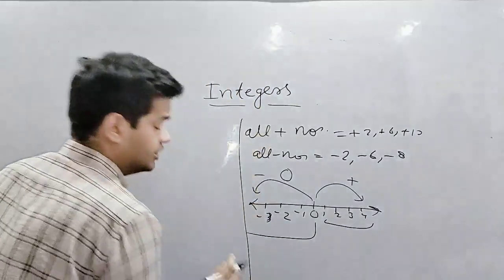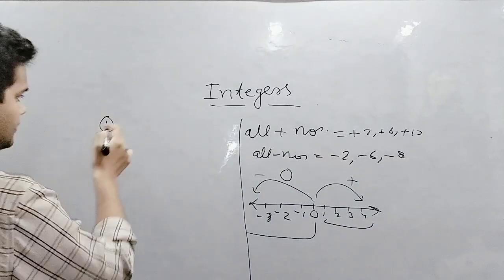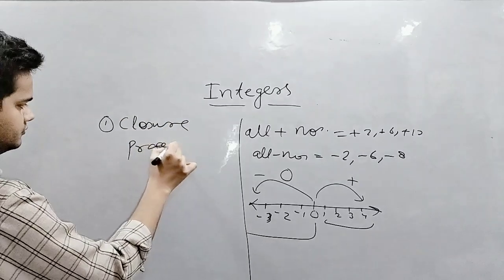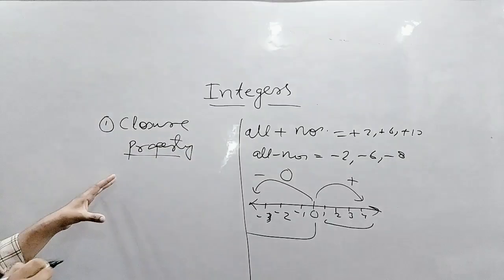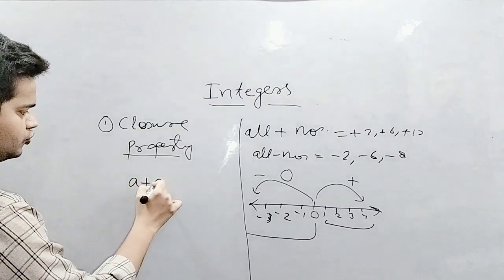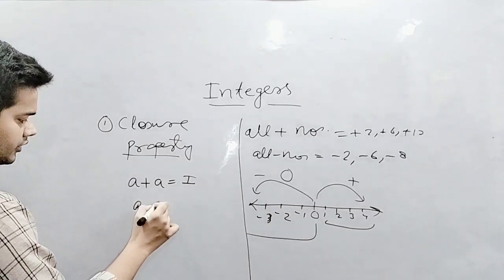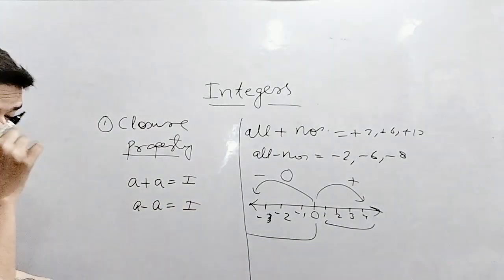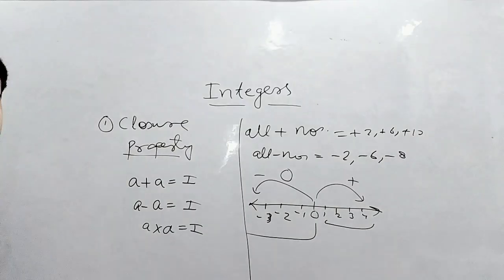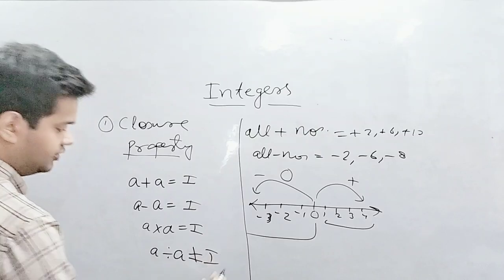Okay, now there are some properties of integers. First property is the closure property. Now what happens in this is that the sum of two integers should be an integer. The difference of two integers is always an integer. The product of two integers is always an integer, but the division of two integers may or may not be an integer.